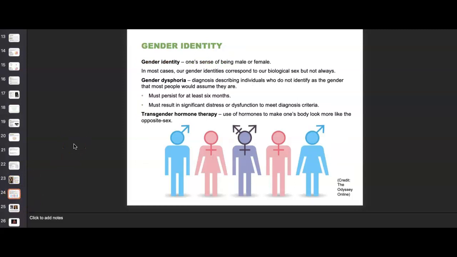Now, gender identity is different than sexual orientation. Gender identity is one's sense of being male or female. In most cases, our gender identities correspond to our biological sex, but not always. Gender dysphoria is a diagnosis describing individuals who do not identify as the gender that most people would assume they are. It must persist for at least 6 months and must result in significant distress or dysfunction to meet diagnosis criteria. This is where you end up getting transgender hormone therapy, the use of hormones to make one's body look more like the opposite sex, meaning more like the gender that they identify with.